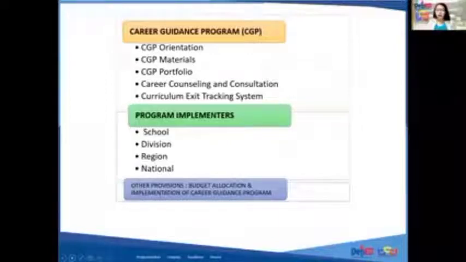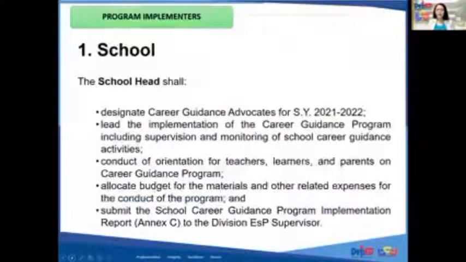Now, we shall have the program implementers. So, sino-sino ba yung mga involved sa ating career guidance program? For our career guidance program, in the school level, we have the school head. So, ano yung expected from our school heads? Designate the career guidance advocates for school year 2021-2022.